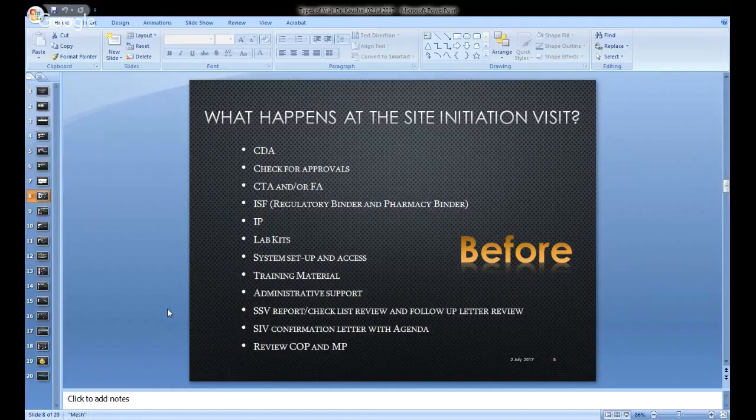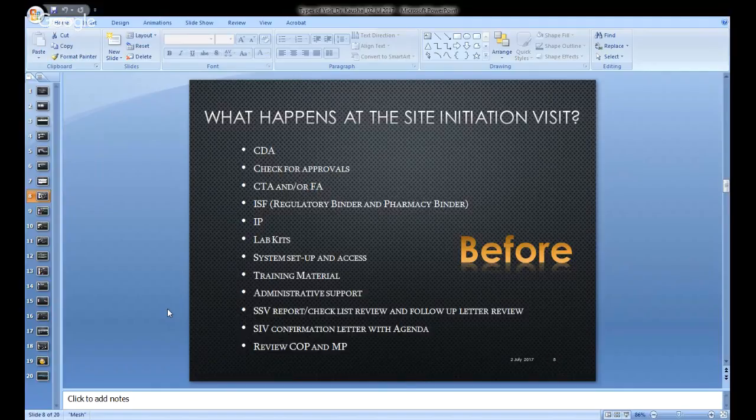Talking about the system setups and accesses. Nowadays, we are shifting from a world of paper to electronic. We used to have paper CRF some years ago. Now we are dealing with EDC, electronic data capture. So we have eCRFs now available. We used to have envelopes where the patient randomization used to happen. Now we have something called IVRS or IWRS.